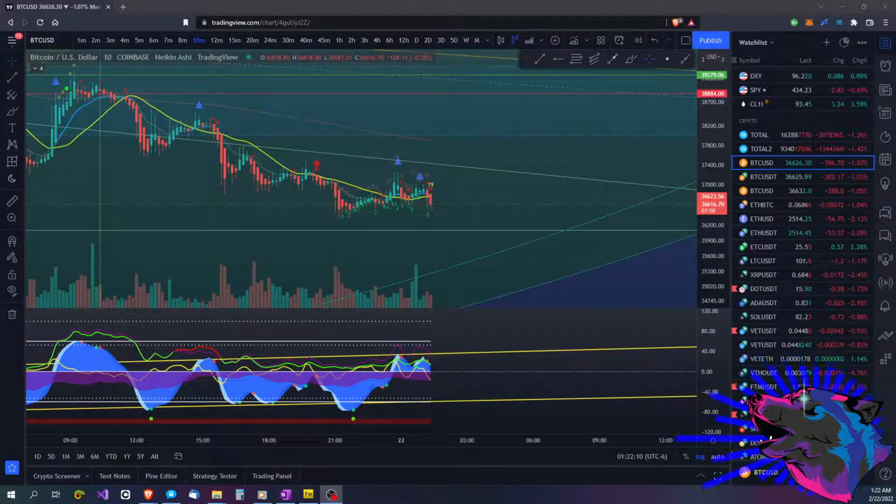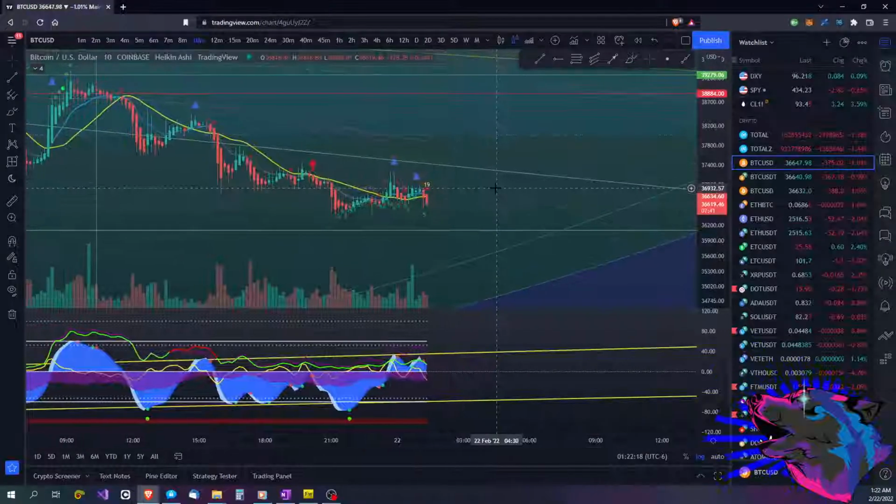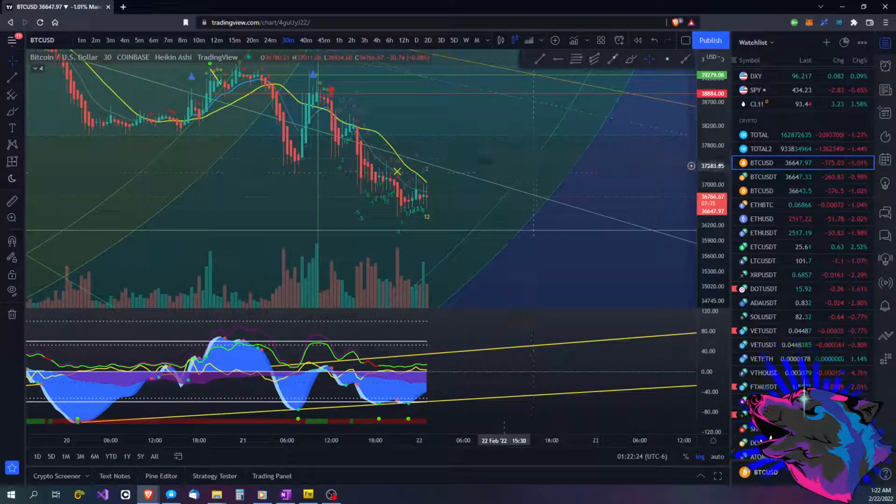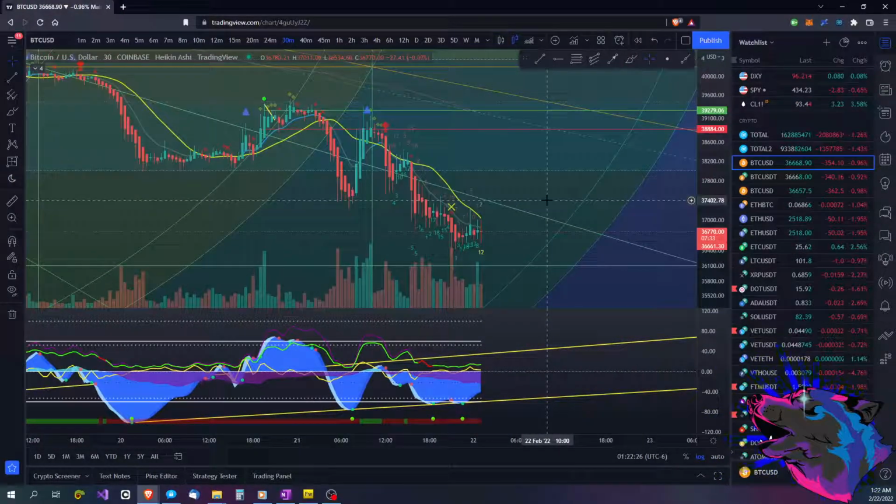Real quick, just wanted to do this quick little kind of live, well, maybe not live, but Bitcoin chart update. Looking at the chart right now, it's kind of interesting when you look between different time frames. So I'll show you in the order that I first saw. I sat down at the computer, and it just happened to be on the 30-minute from before.